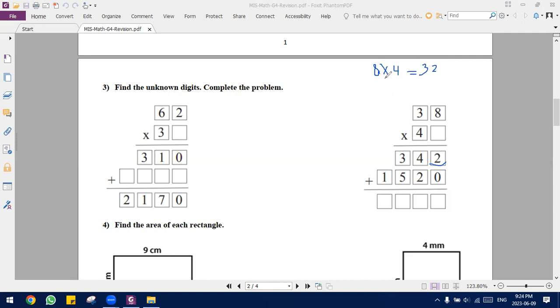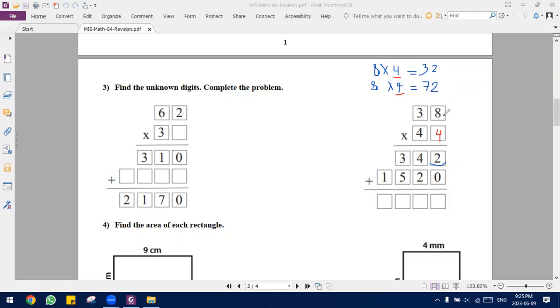Then 8 by 5, 40. 8 by 6, 48. So still we don't have 2. 8 by 7, 56. 8 by 8, 64. Then 8 by 9. 8 times 9 is 72. So 9 might be also an option, because 8 times 4 will give me 2 here in this digit, and 8 times 9 will give me 2 as a digit here. So first of all, let me try to take 4.